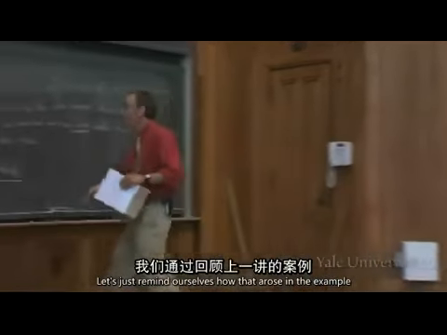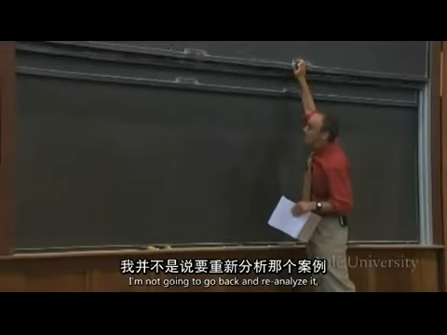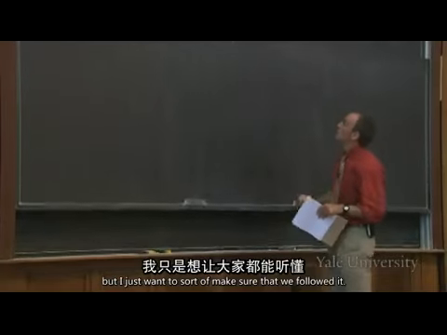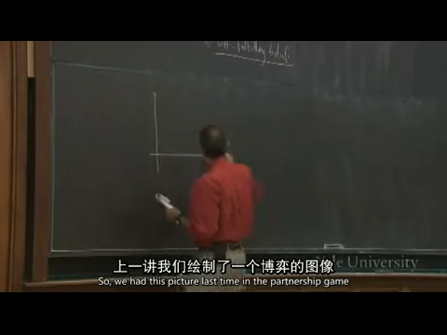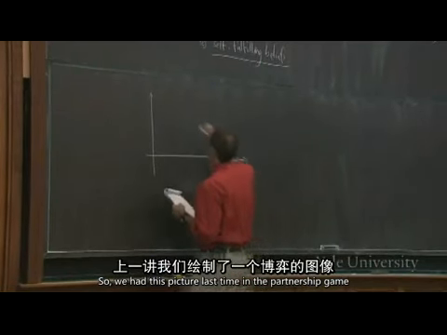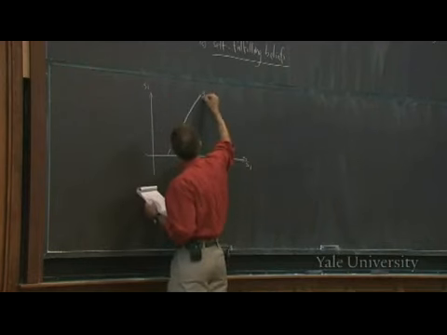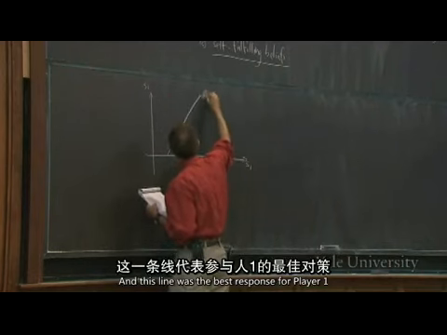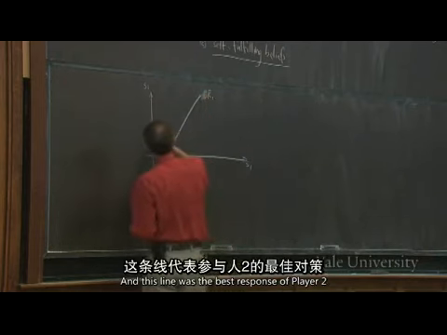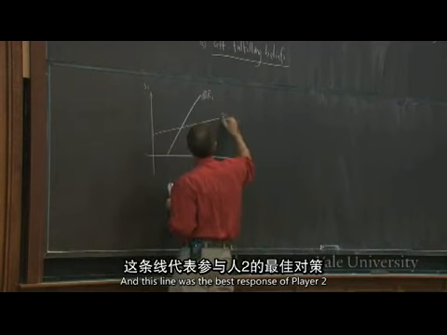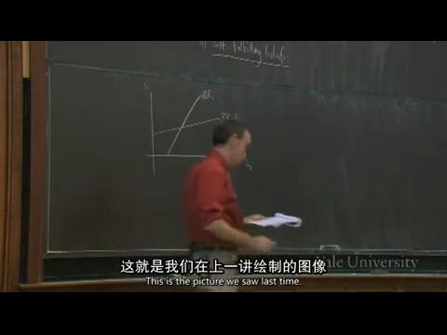Let's just remind ourselves how that arose in the example we looked at the end last time. I'm not going to go back and reanalyze it, but I just want to make sure that we followed it. So we had this picture last time in the partnership game in which people were choosing effort levels. And this line was the best response for player 1 as a function of player 2's choice, and this line was the best response of player 2 as a function of player 1's choice. This was the picture we saw last time.